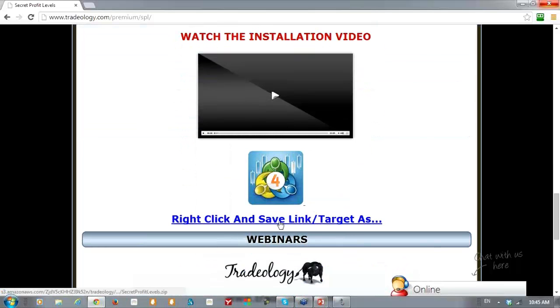Next, we have the indicator link. In order to apply the system to your trading platform, you're going to have to download the software.